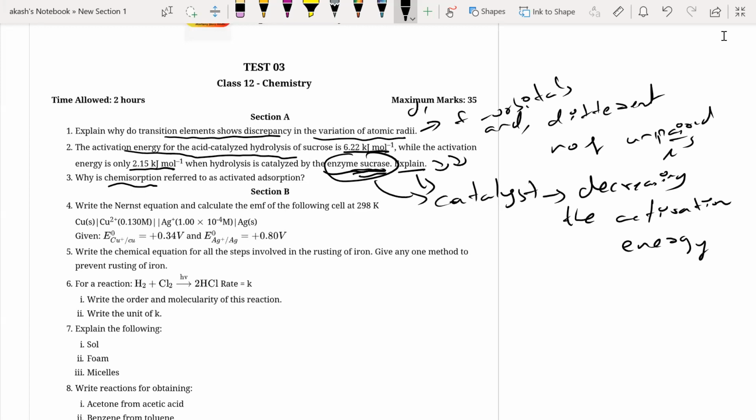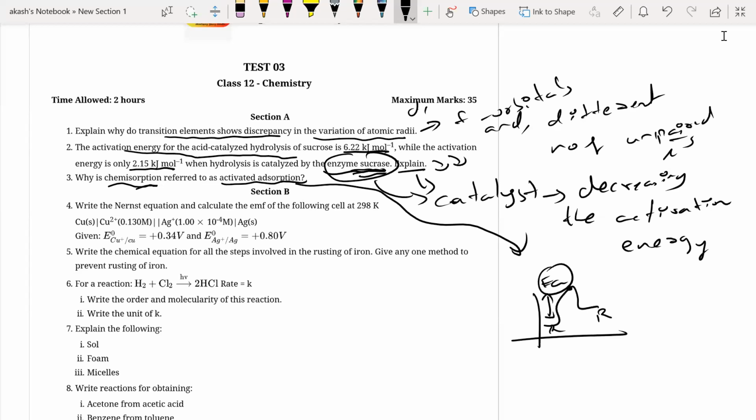Why is chemical adsorption referred to as activated adsorption? We have seen this in surface chemistry also, like I taught you. Whenever chemical adsorption happens, this kind of curve is followed. Here I'll have reactants, here I'll have products. There will always be this activation energy required. Since some kind of chemical bond forms, a chemical reaction between the adsorbate and the adsorbent, obviously we need some activation energy. This energy barrier has to be crossed, and that energy barrier is called activation energy.